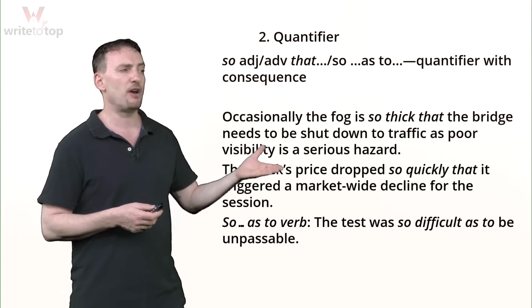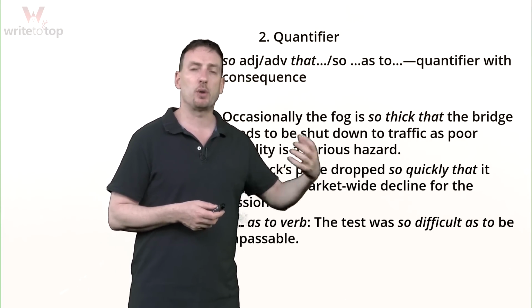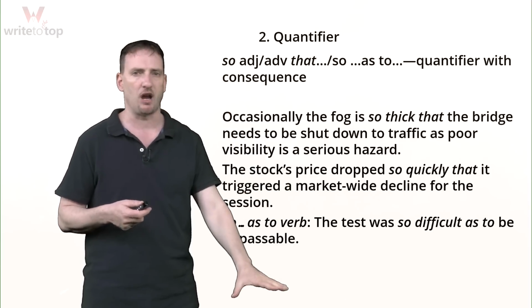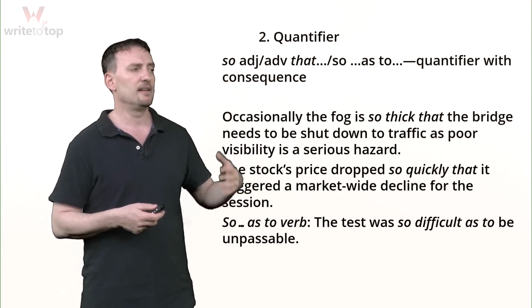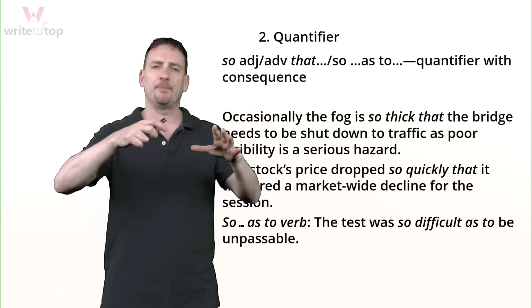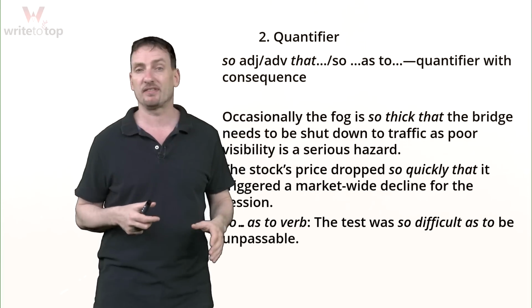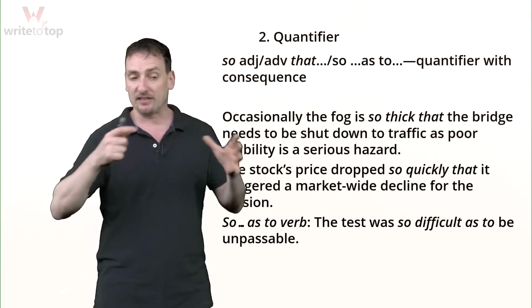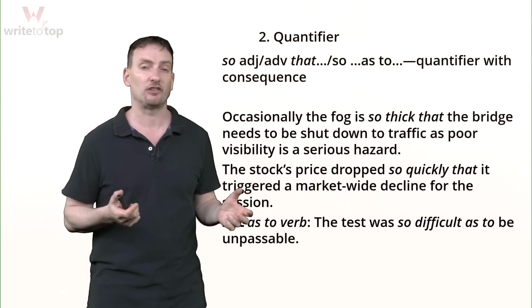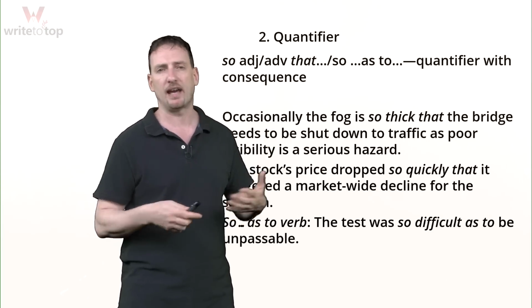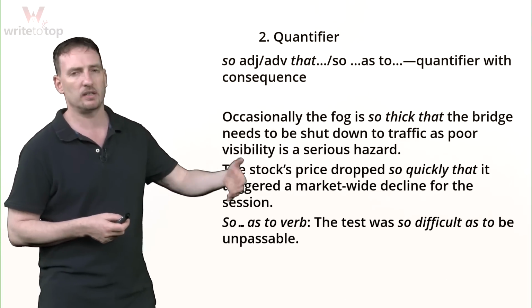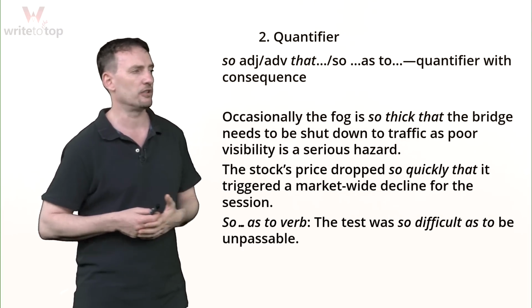The stock's price dropped so quickly, talking about the stock market here, there's one company stock that drops so quickly that it triggered a market-wide decline for the session. So this one company dropped 20% in one day. Everybody saw this happening, everybody panicked. They started selling all their other stocks, and the whole market went down for that day's trading session. Okay? So quickly, that clause, it triggered.